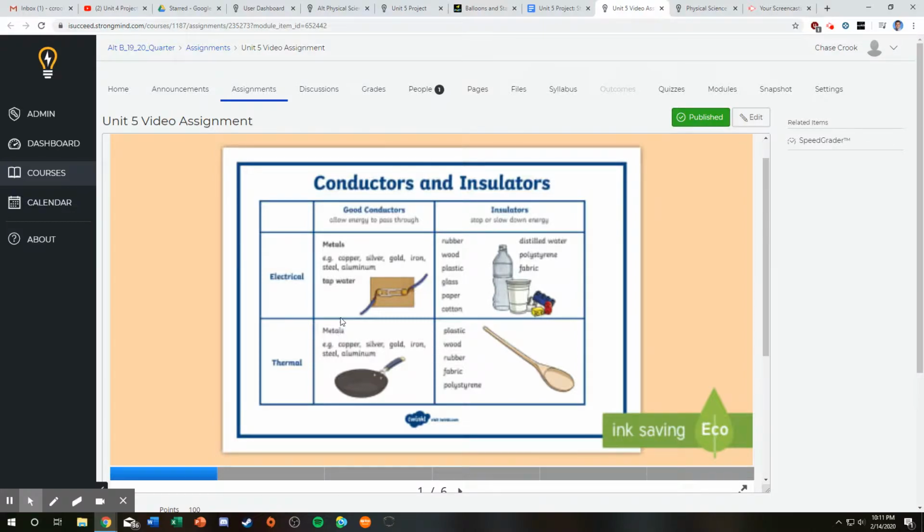Also, I wanted to quickly go over some basic information when we're looking at electricity. We have good conductors and insulators, right? Some good conductors of electricity would be metals, so you have copper, silver, gold, iron, etc. Water is another good one. And then you have your insulators, which help to protect against the electricity.